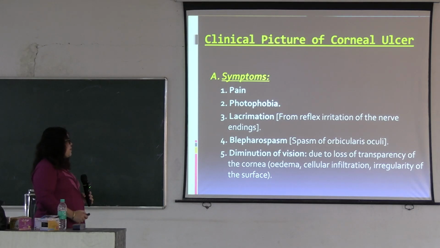And the fifth one is diminution of vision. What is the reason for diminution of vision? Here transparency is lost due to edema of the cornea. Transparency is lost due to, first, edema, second, cellular infiltration, and third, irregularity of the surface.